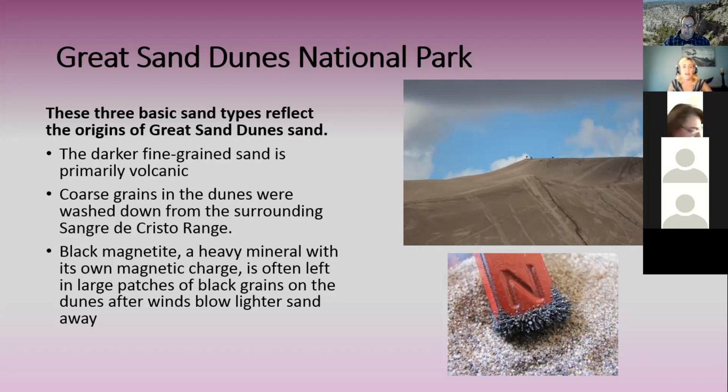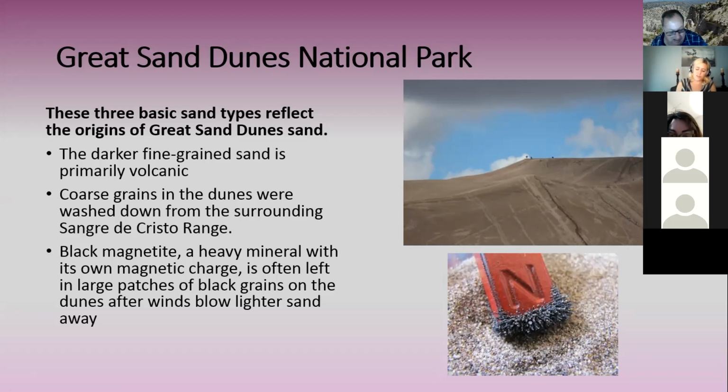The coarse grains in the dunes actually come from the surrounding Sangre de Cristo mountain range, getting washed down. And it's also kind of neat because you can find black patches of sand, and this is actually magnetite sand, which is heavier than the lighter grained sand. So when the lighter sand blows away, you're left with these large black patches of sand, and as you can see here, you can actually pick the magnetite up with a magnet, because we know magnetite is magnetic.